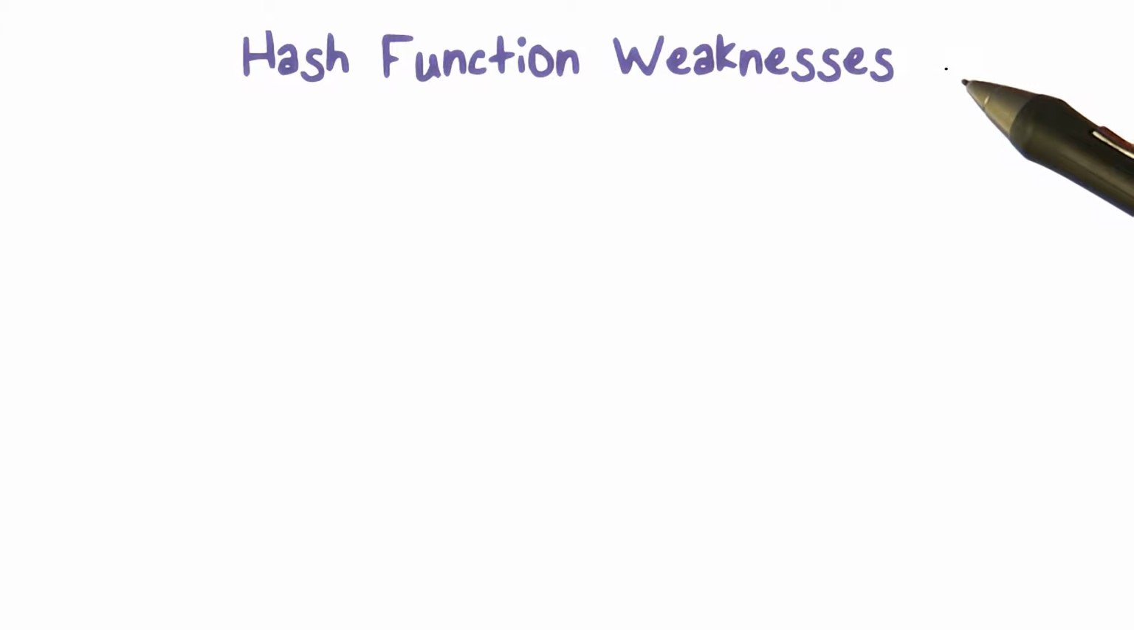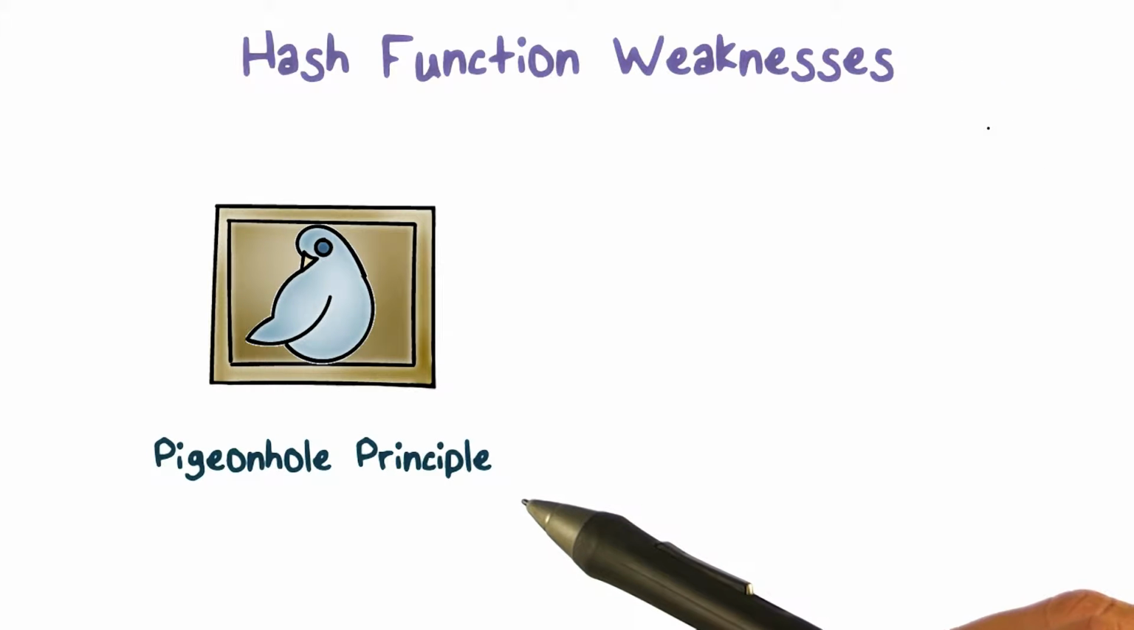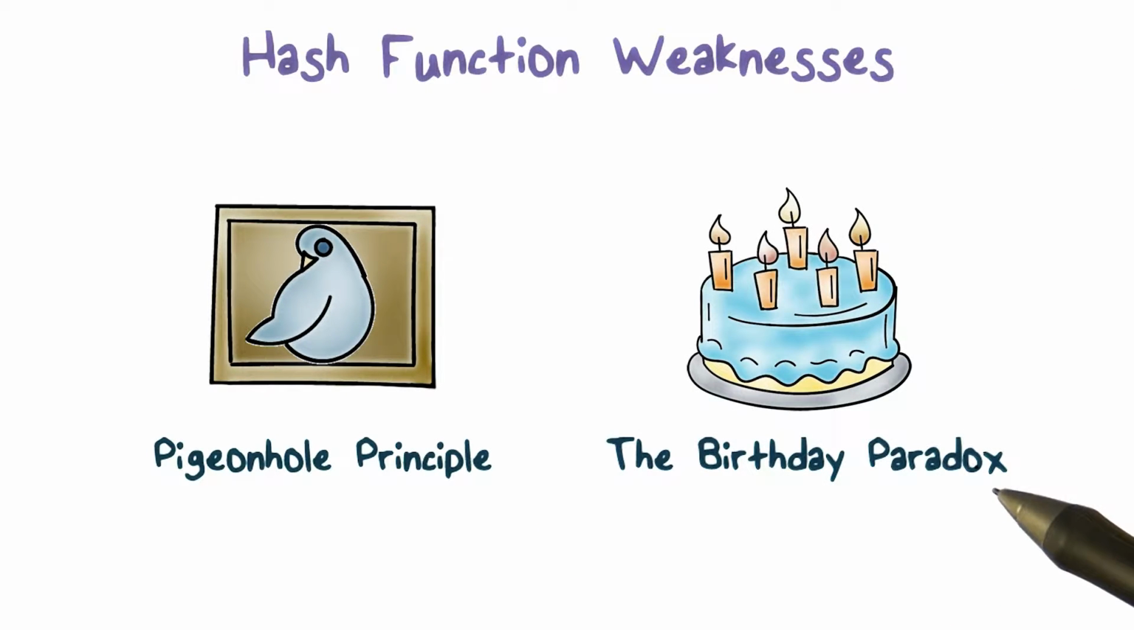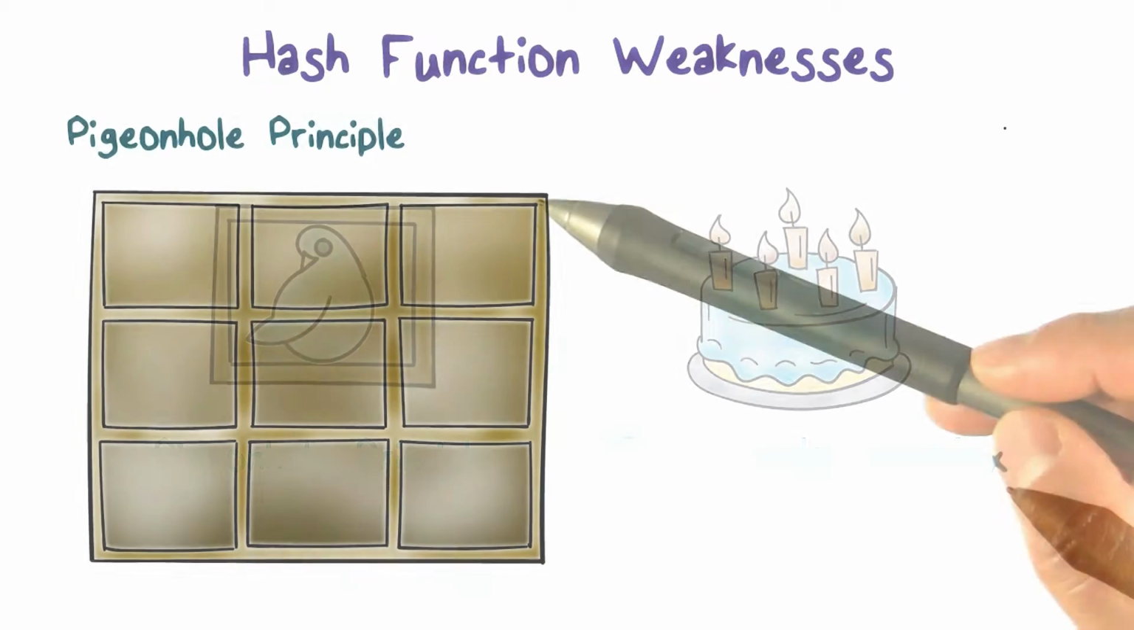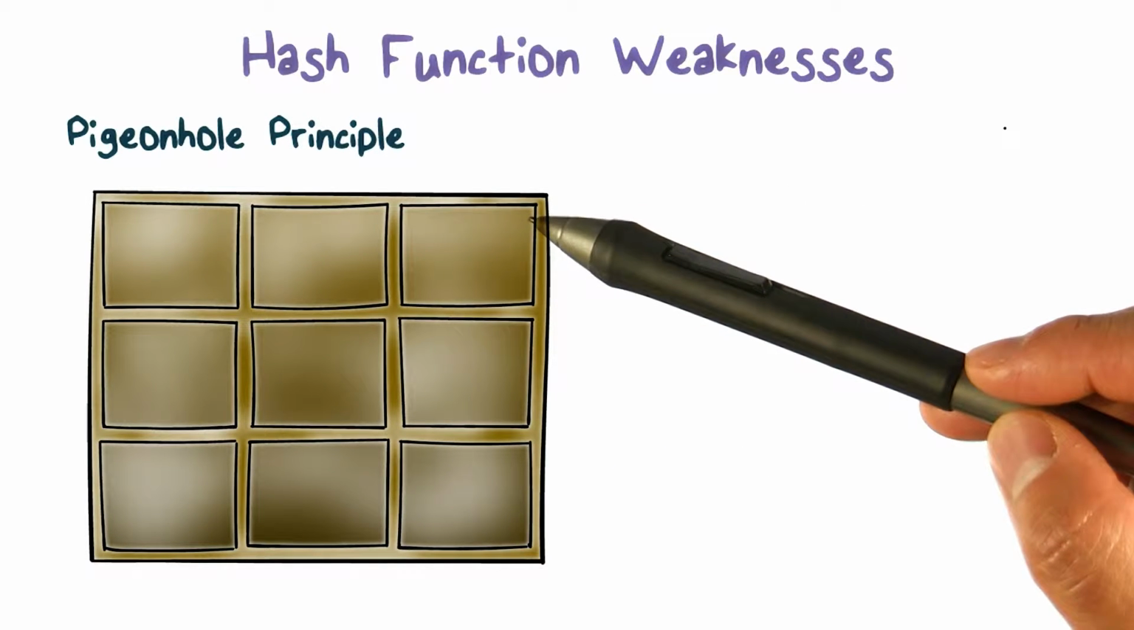To understand the constraints or potential weaknesses of hash functions, there are two concepts we need to discuss. The first is the pigeonhole principle, and the second is the birthday paradox. First, let's take a look at the pigeonhole principle.